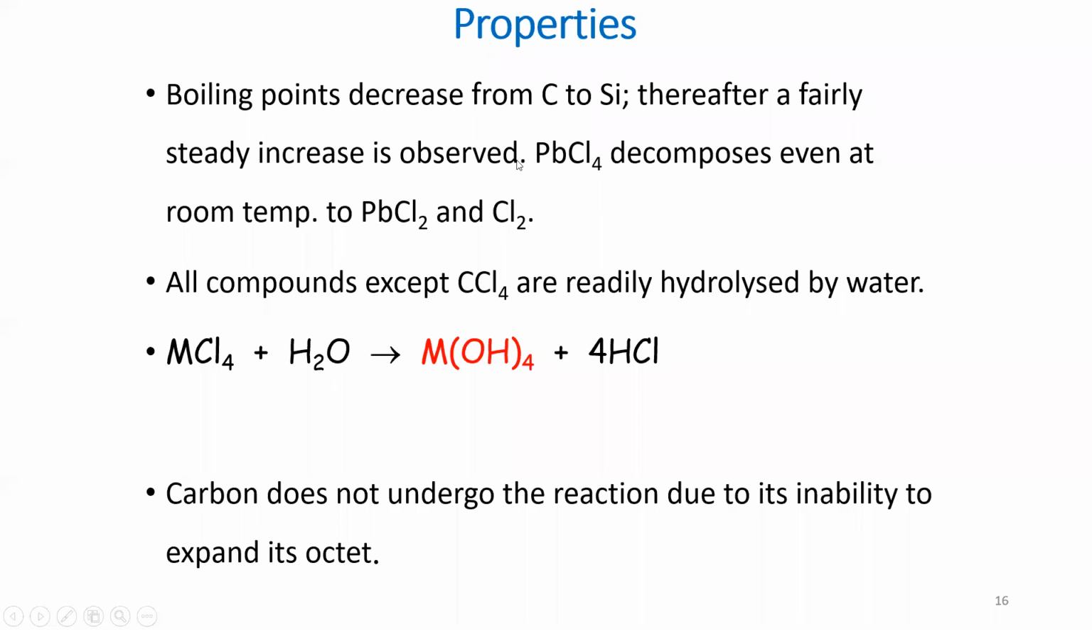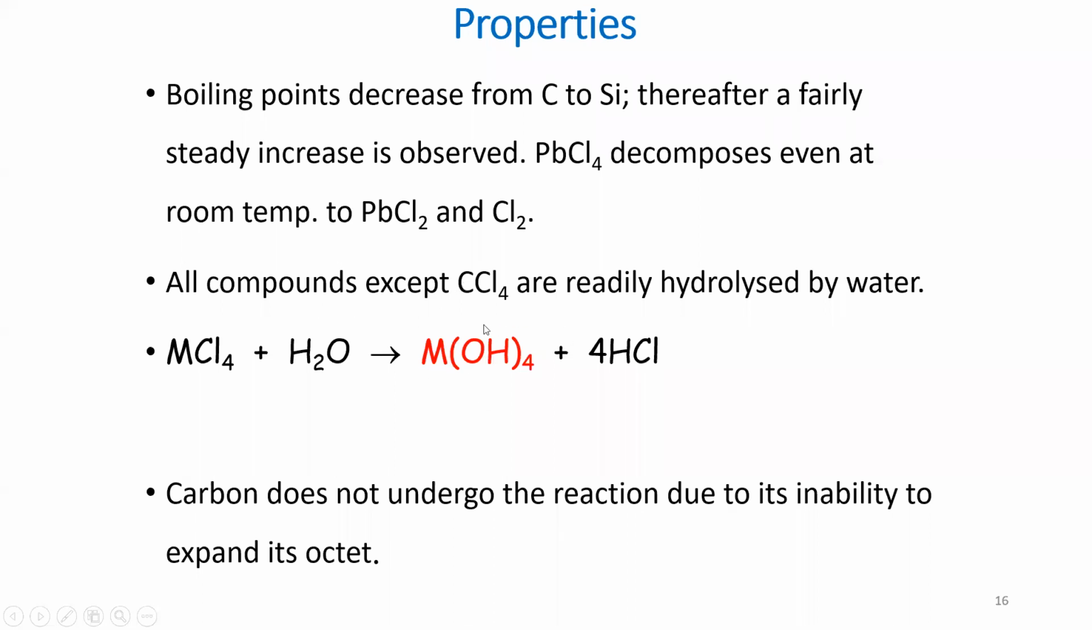Thereafter, a steady decrease is observed. Your lead chloride decomposes even at room temperature. So what it means is that the stability of your tetrachloride decreases as we go down the group, because the boiling point decreases from carbon to silicon. So as we go down, the boiling and melting point decreases. And that is why your lead will decompose even at room temperature, unlike your carbon, which decomposes under a very high temperature.